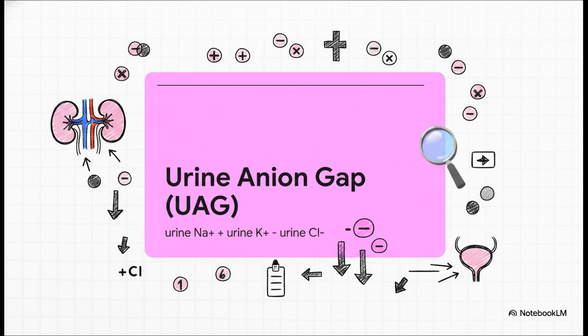So, this brings us to the ultimate diagnostic tipping point, and arguably the biggest executional gap out there, the urine anion gap. The formula is beautifully simple. You add the urine sodium and potassium, and then you just subtract the urine chloride. This single equation gives you a direct window into the kidney's functionality.